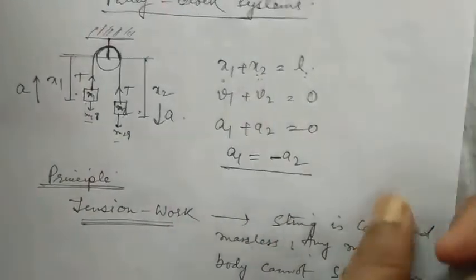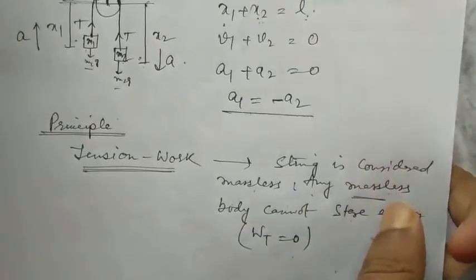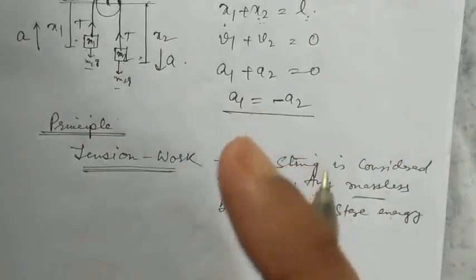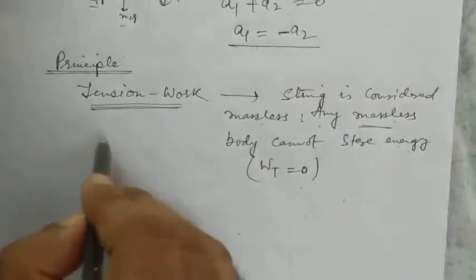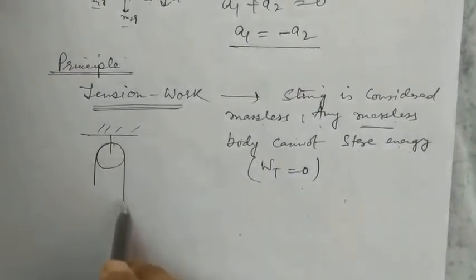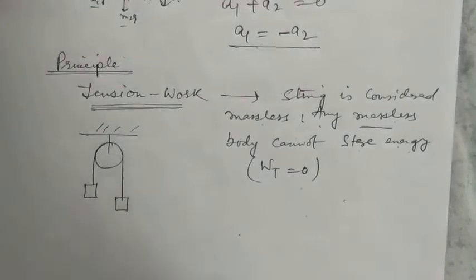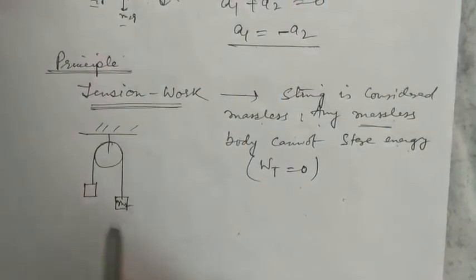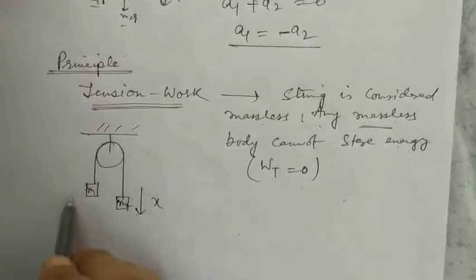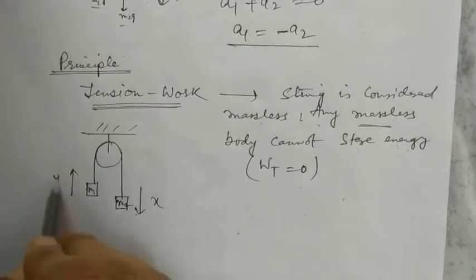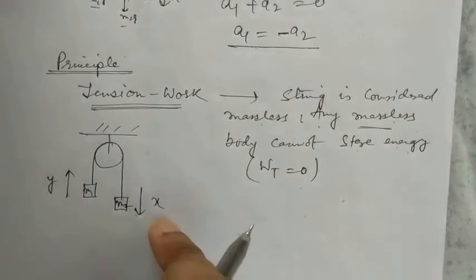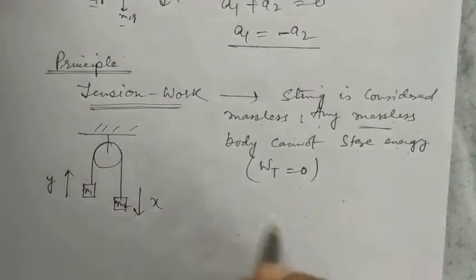The only thing that we need is the direction of the displacement. We have to take displacements like this. Suppose this M2 block moves down a distance x and the block M1 moves upwards a distance y. We have to find a relation between x and y. Now, what is the relation between x and y?